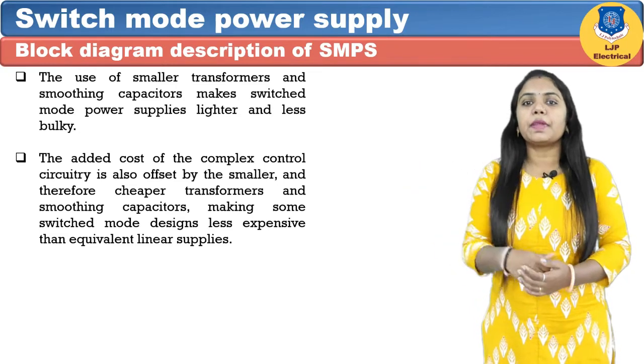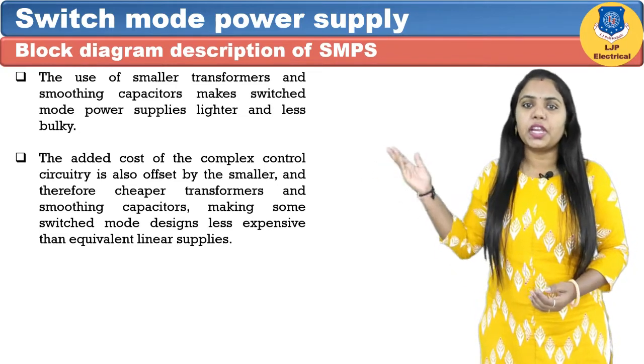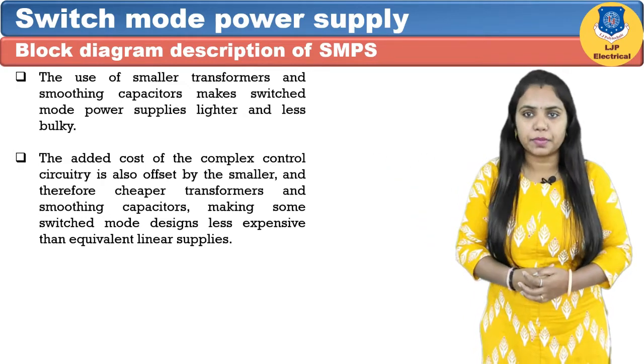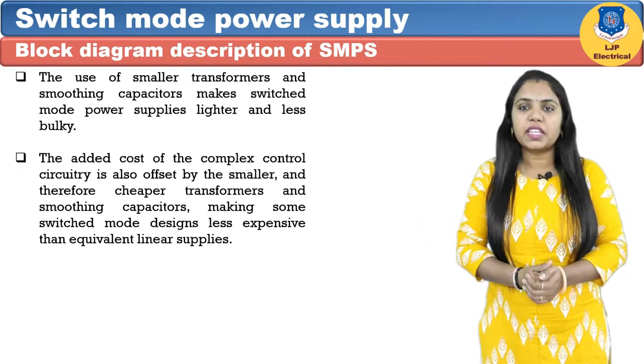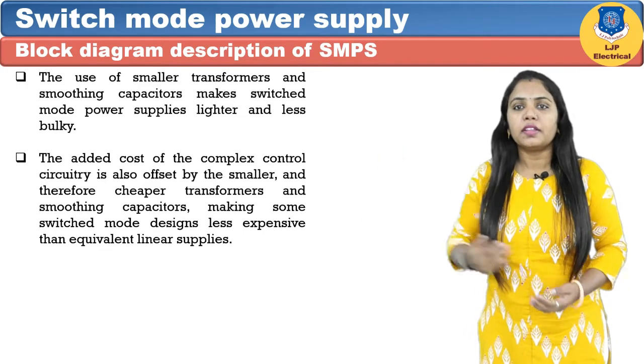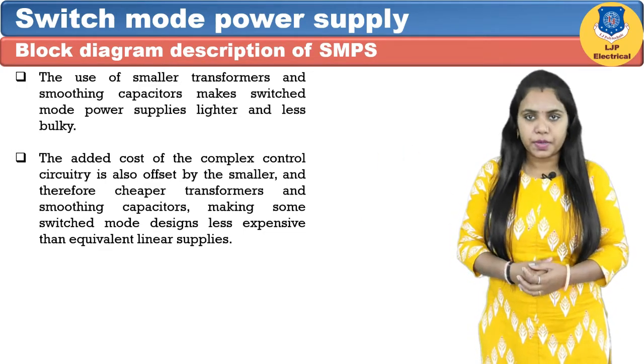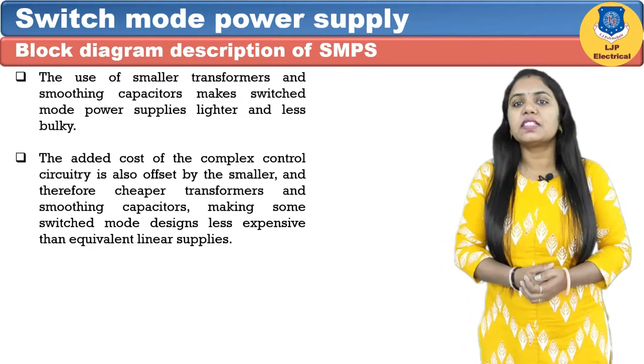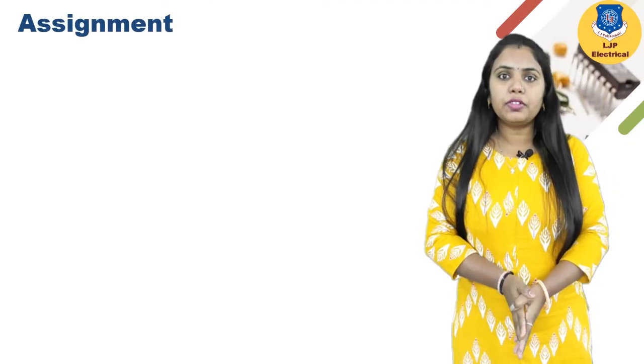Although linear supplies can provide better regulation and better ripple rejection at low power levels than switch mode power supplies, the above advantages make the SMPS the most common choice for power supply units in any equipment where a stabilized supply is needed to deliver medium to large amounts of power. This is all about today's lecture.